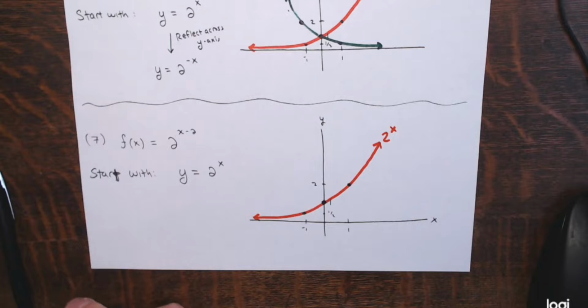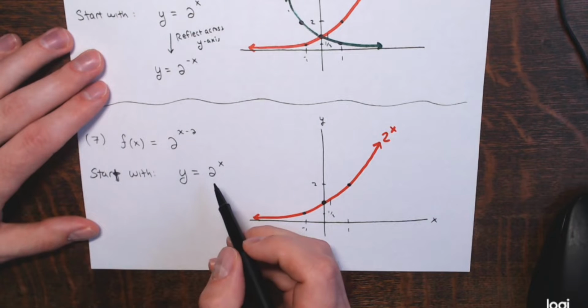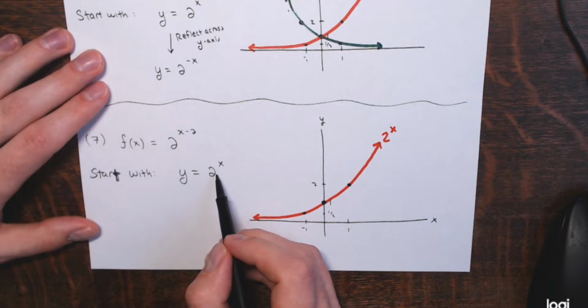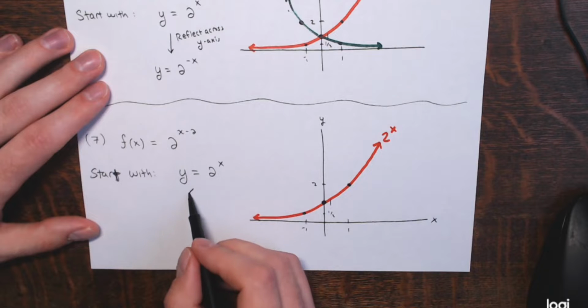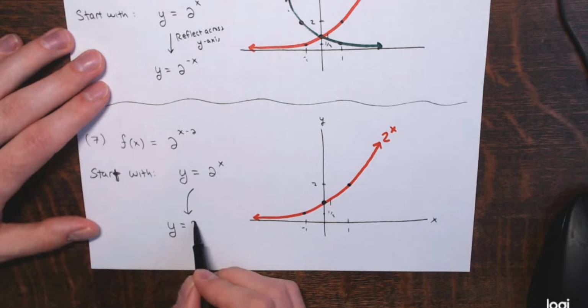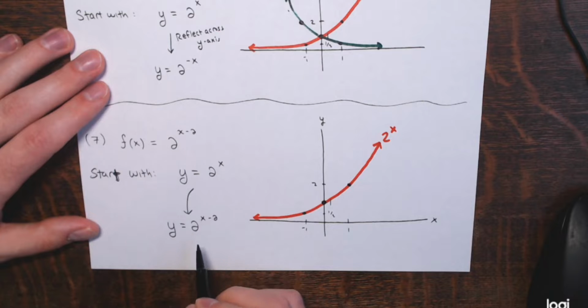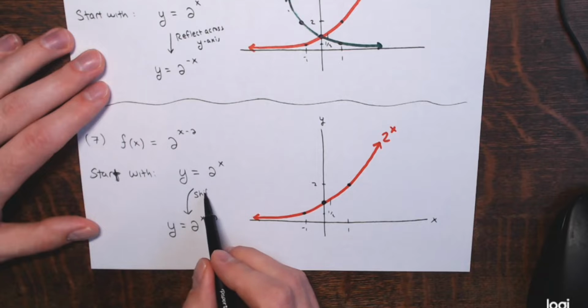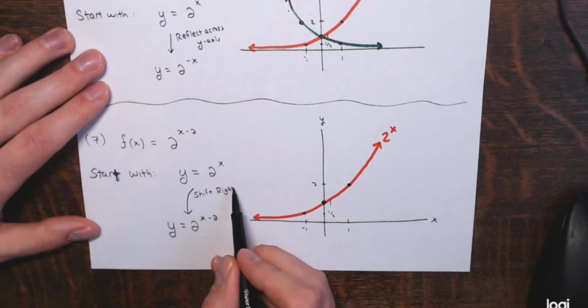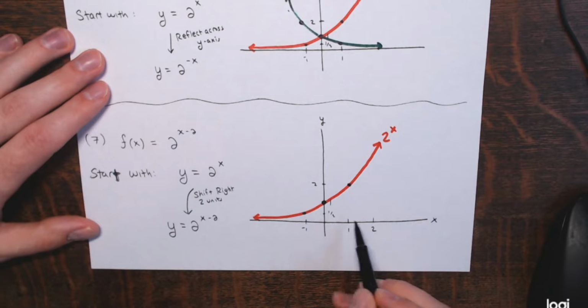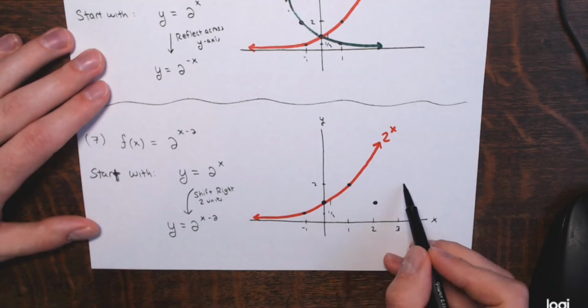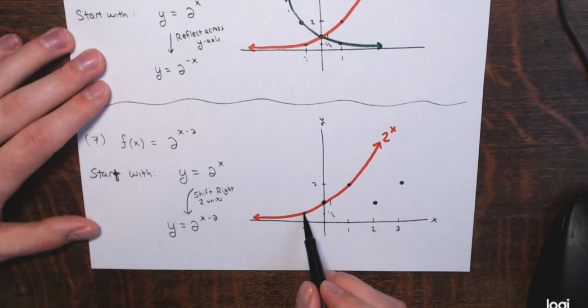And then again, another one-stepper here. To make this basic function look like the one that we want, I would simply have to replace x with x minus 2. And if you replace all the x's in some rule with x minus 2, that's going to cause a shift to the right 2 units. So instead of (0, 1), you have (2, 1). Instead of (1, 2), that'll be at (3, 2). Instead of (-1, 1/2), it'll be (1, 1/2).